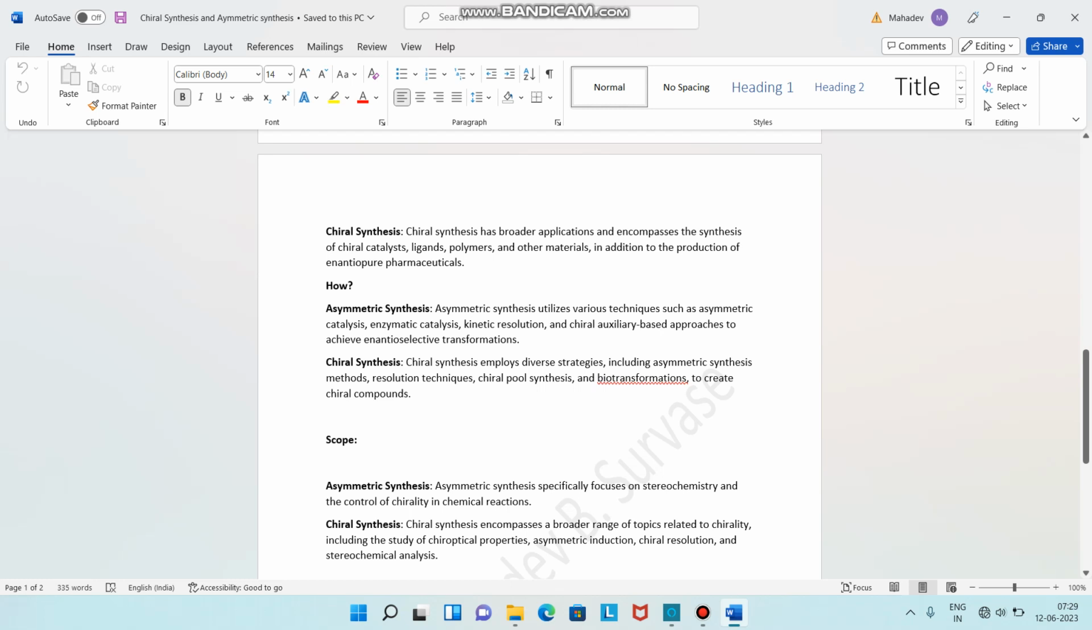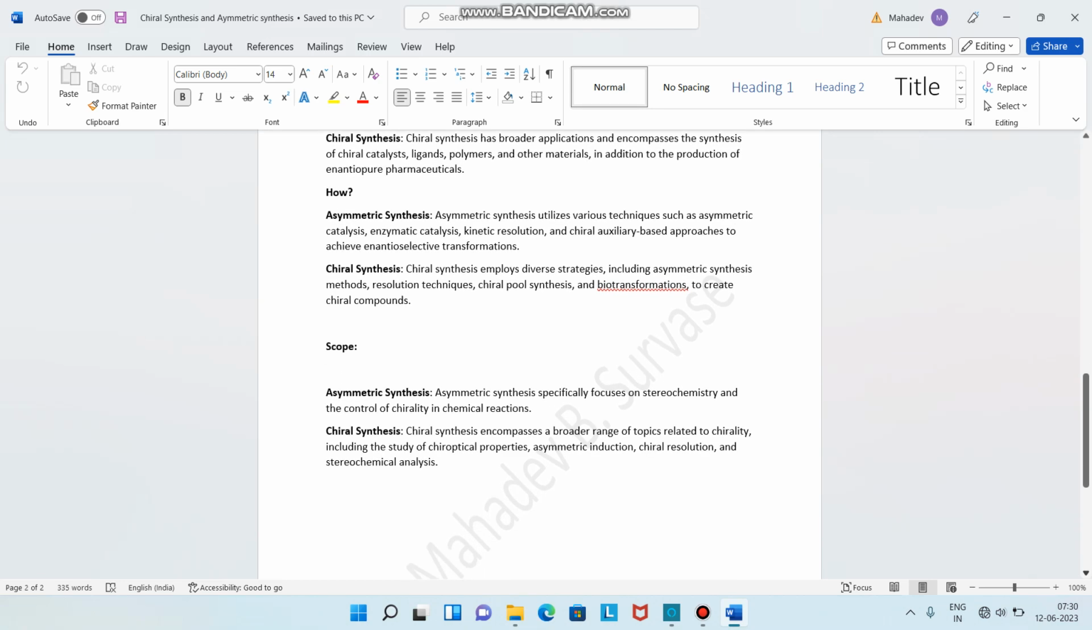Then how is it done? In case of asymmetric synthesis, it uses different methods like catalysis, enzymatic catalysis, kinetic resolution, and chiral auxiliary based approaches to carry out this asymmetric synthesis. And for chiral synthesis, different methods are also used, like resolution technique, chiral pool synthesis, biotransformation, like this.